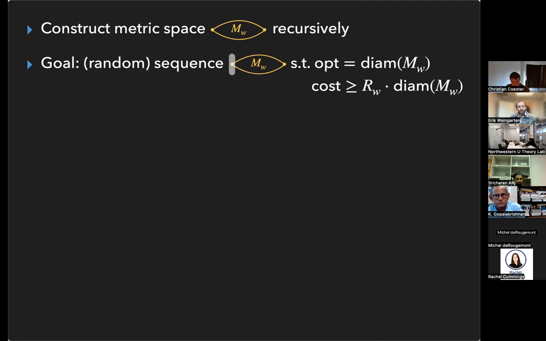So we will construct a metric space recursively, and I will use this symbol for the metric space, M_W, where W is some integer parameter that we will increase as the recursion goes up. And there will be two special points in this metric space, the leftmost one and the rightmost one. And the request sequence that we construct will be random. One thing I should have reminded you of: we're taking this metrical task systems perspective here. So there's one server, and we can give costs infinite and 0.